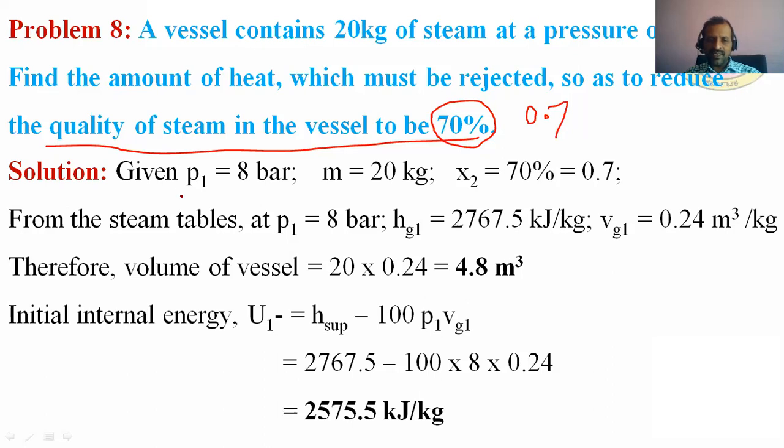So write the given again. What is the given data here? P1 is 8 bar. Mass is given as 20 kg. Then what is the steam? That is the dryness fraction. He has given X2, that is 70%, that is 0.7 now. I have written it as 0.7.